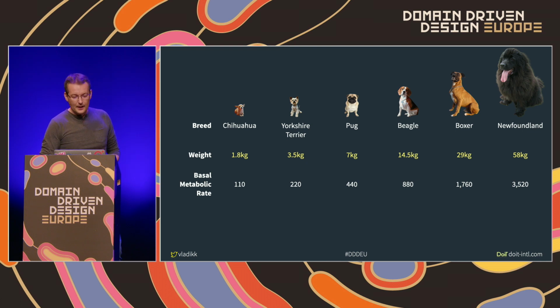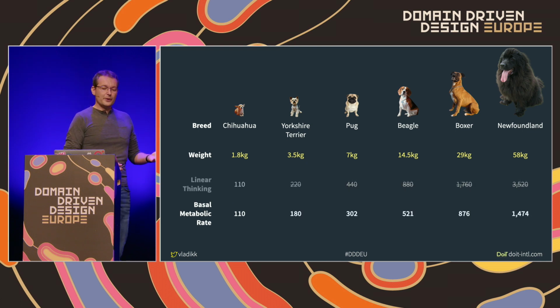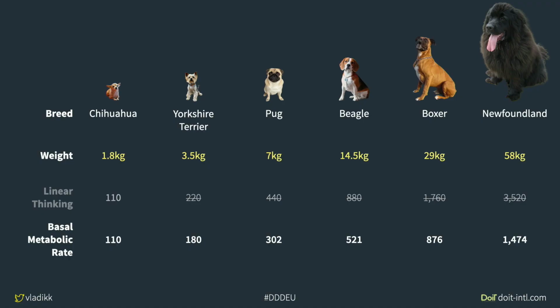wrong. It's wrong because metabolic rate grows sublinearly, meaning that for every doubling of size, the metabolic rate increases only by 75%. As the organism becomes bigger, it becomes more efficient. It is especially evident here in the example of the biggest one, of the Newfoundland. It requires less than half of the energy one would assume it needs by falling into the linear thinking trap.